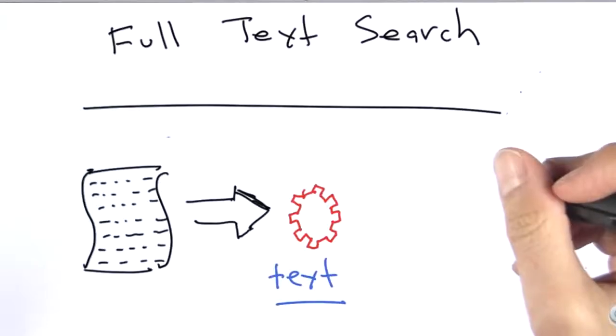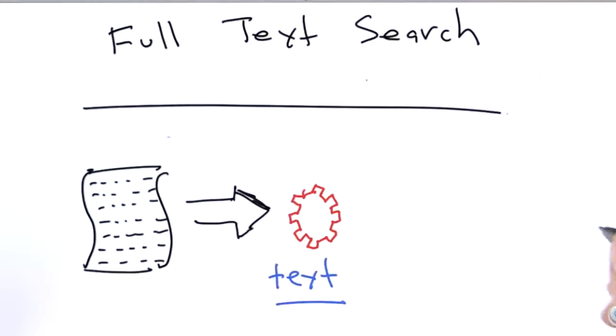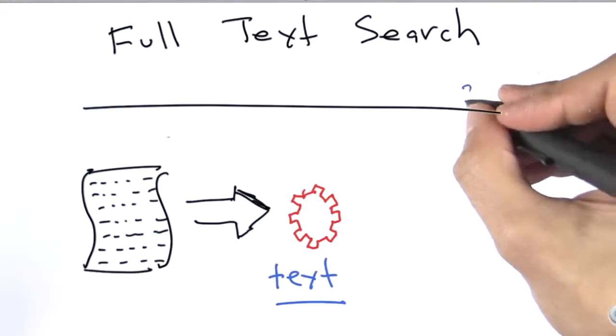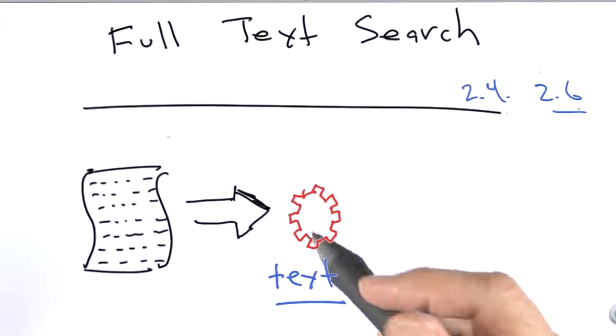Okay, let's talk about another type of index that can be very useful when dealing with text. It's called a full text search index. Full text search was first introduced on an experimental basis in MongoDB 2.4, and now it's available for general availability in MongoDB 2.6. So why would you use it and what would you use it for?